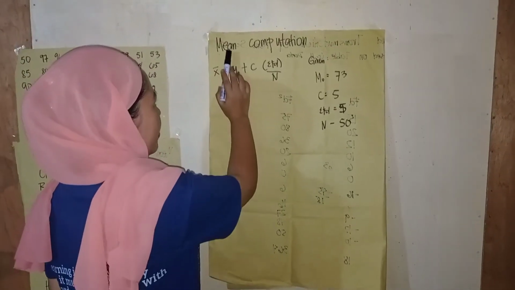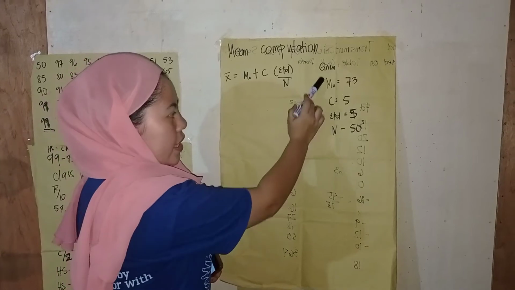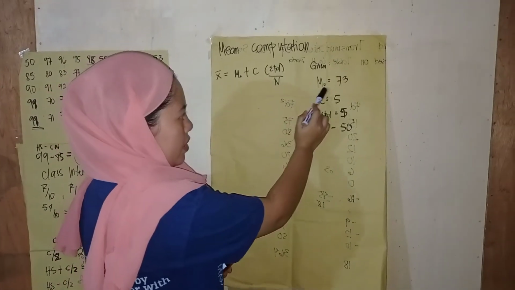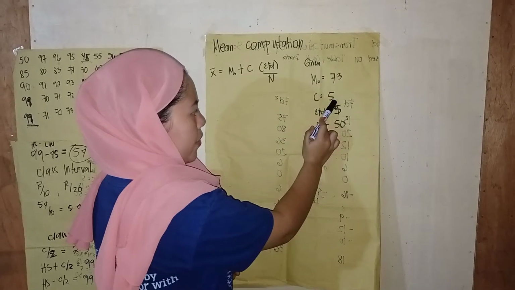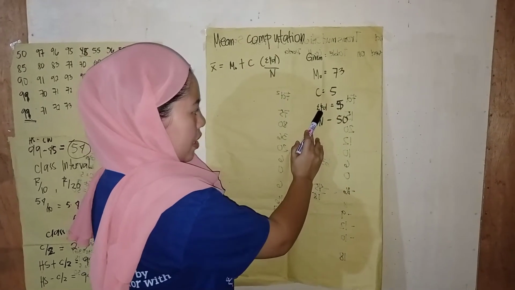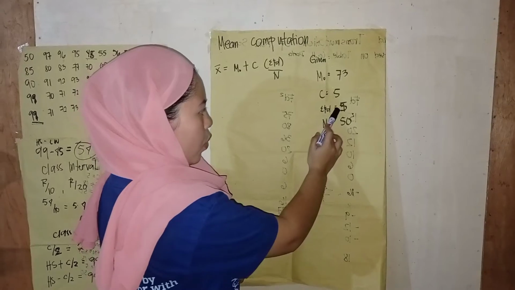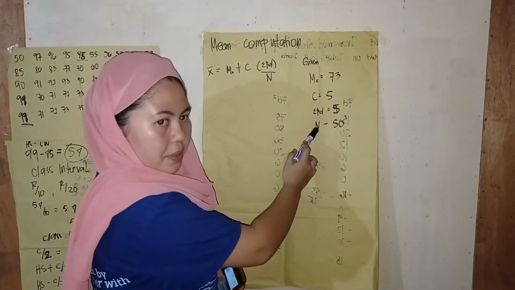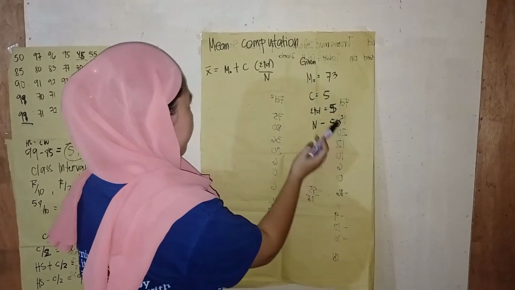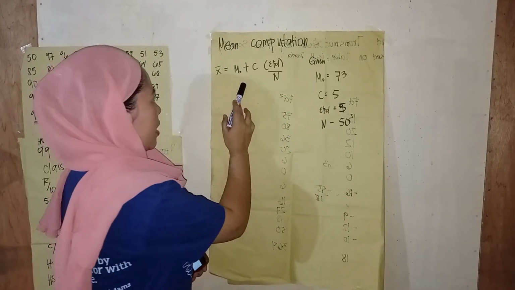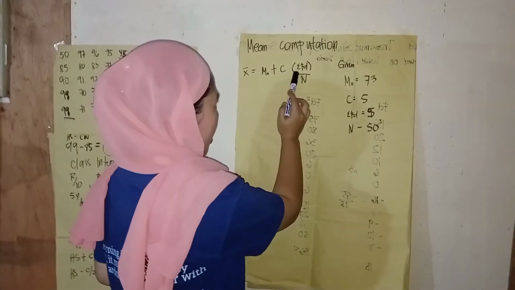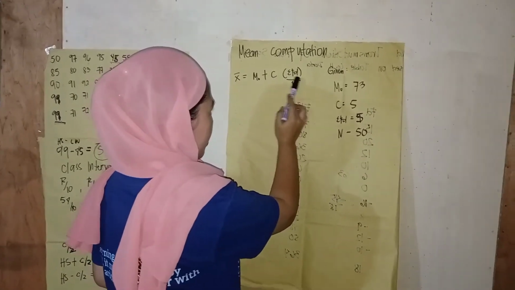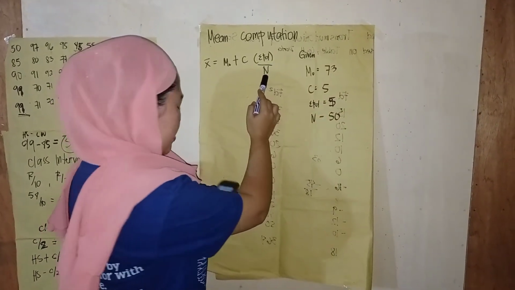So next is our mean computation. Here our given: mean equals 73, our class interval equals 5, our sum of product f and d equals 5, and our number of cases equals 50. Here our formula: mean equals mean plus class interval times sum of f and d over number of cases.